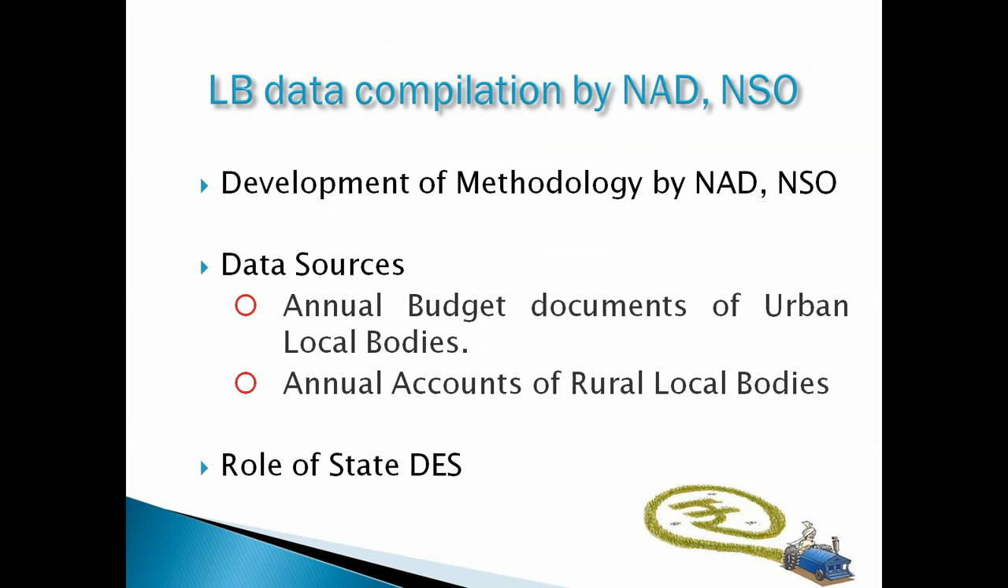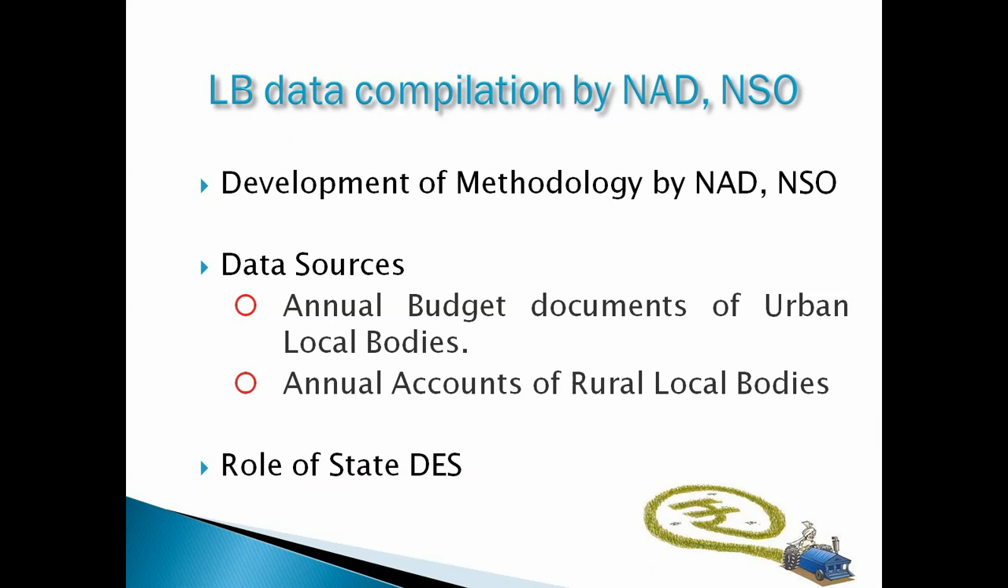As per the recommendations of the 13th Finance Commission, NAD has evolved a methodology for collecting necessary information from local bodies. In this process, NSO has devised a simple schedule to collect all the data of receipts and payments, both current and capital. The schedule has been designed keeping in view the activities of local bodies as listed in Articles 243G and 243W of the Constitution. Sources for data collection are annual budget documents for urban local bodies, and annual receipt and expenditure or annual accounts for rural local bodies.